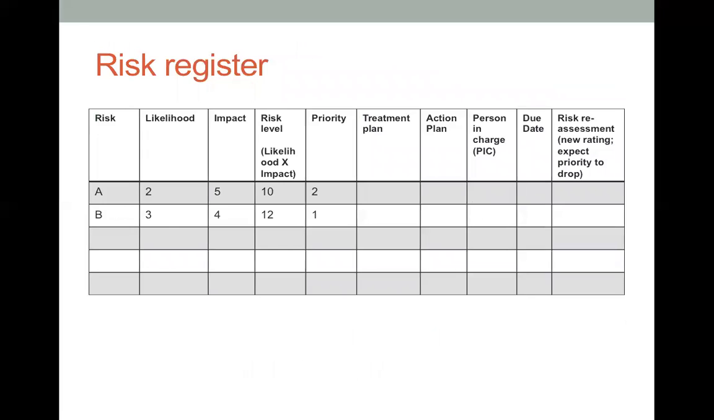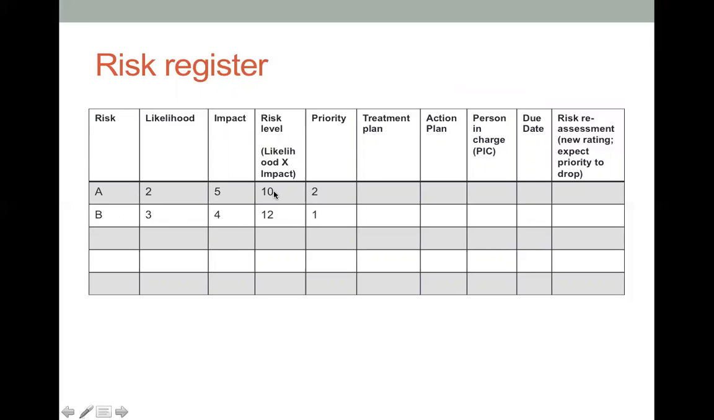So we discussed this slide in the previous module. I just add one more thing here, the risk level. Let's say we have two risks, A and B. Likelihood for risk event A is 2, and the impact is 5. Therefore, the risk level would be the product of likelihood and impact, 2 by 5, that means 10. And let's have a look at the second risk, risk B. Likelihood is 3, impact is 4. Therefore, the risk level would be 12, 3 by 4.